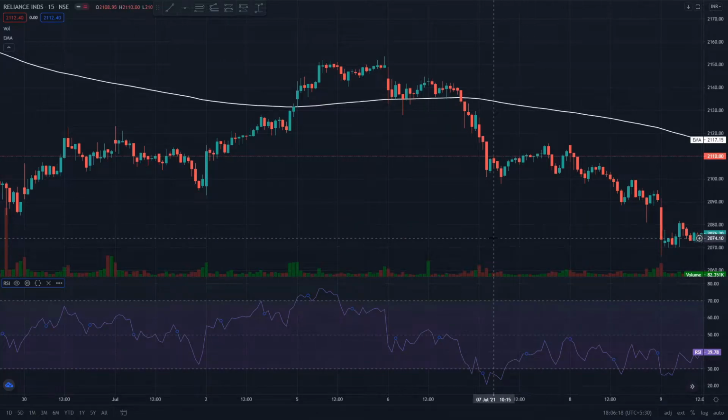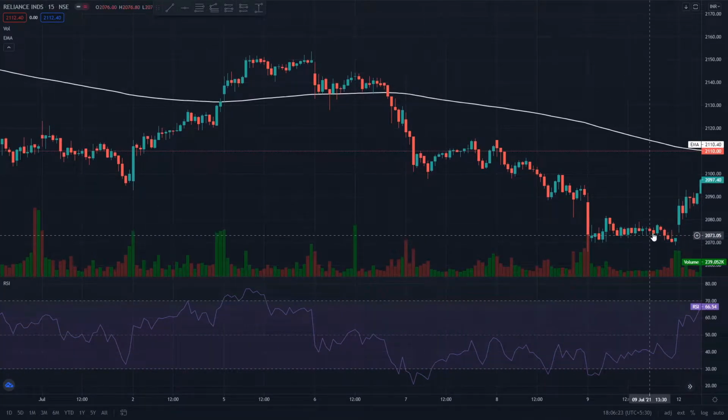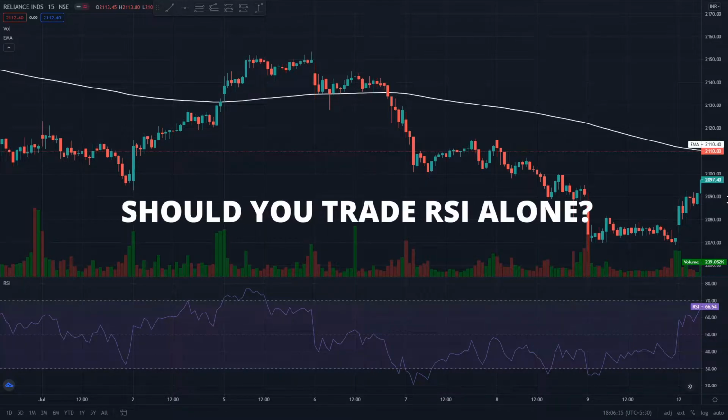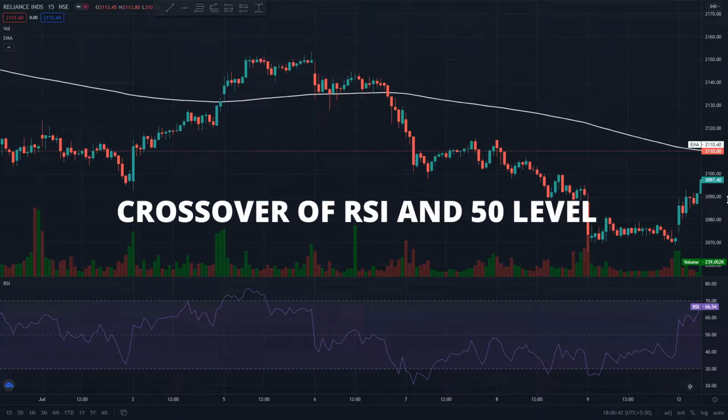As always, there are a lot of strategies based on any indicator. Similarly, RSI is considered one of the most versatile indicators used in many strategies. But no one uses RSI on its own. This test will clarify why that's the case, or if you can trade on RSI alone. So we are going to test a crossover strategy of this 50 level and RSI for entry signals.